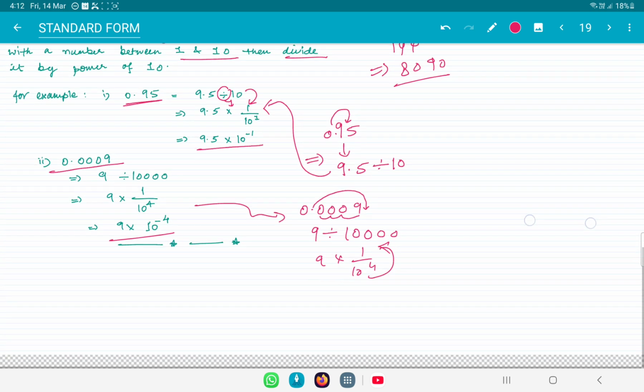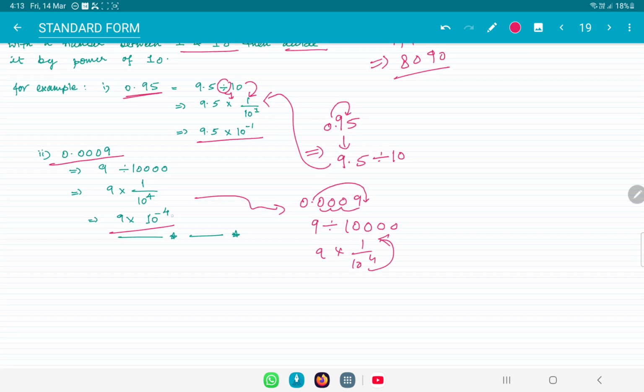You have to simplify your answer and check whether it is equal to your question or not. If it is not equal, it means you are making some mistakes. Here you see that our decimal is moving 4 steps. Maybe you were doing 3 steps or 2 steps. So just check it.